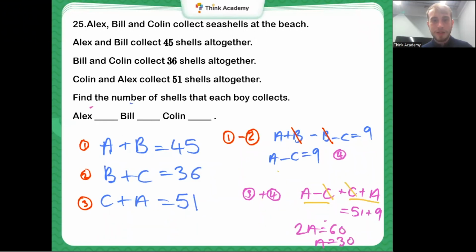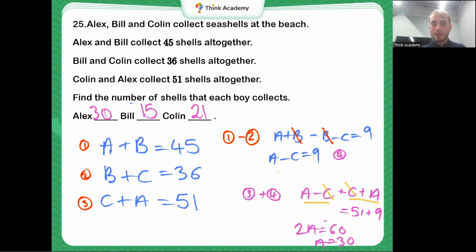And once you've got A is equal to 30, the rest becomes easy. So look at equation 1. A plus B is 45, so B has to be 15. And then looking at equation 3, if you like, C plus A, so C plus 30 needs to give you 51. So you get Colin has to be equal to 21 there, okay?